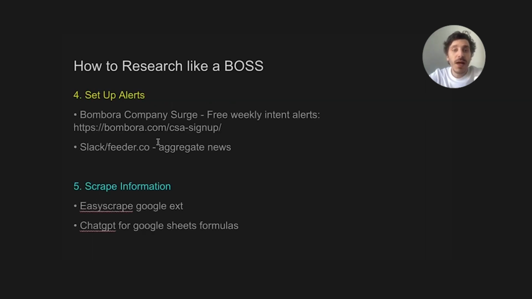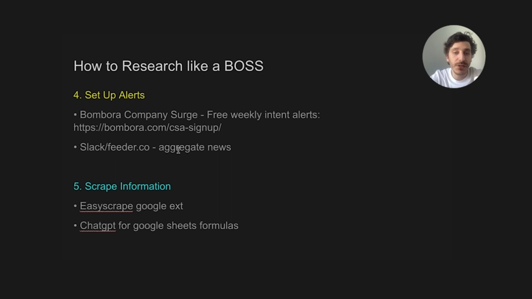Next is how to set up alerts. One of the things that is not known to a lot of people is Bombora Company Surge's free weekly intent alerts. You can think about the keywords that your target audience are putting in that would deem them as having intent for your product, and then you can set location and company size, and Bombora will send you 10, 20 free leads per week straight to your inbox. Great thing. I would heavily recommend that you prioritize that, because there are going to be some gems in there.